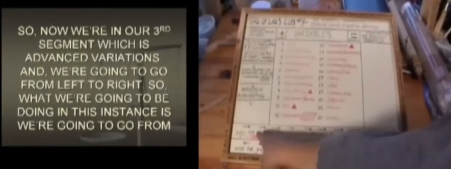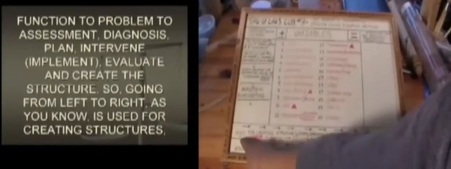So now we're in our third segment, which is advanced variations, and we're going to go from left to right. What we're going to be doing in this instance is going from function to problem to assess, diagnose, plan, intervene, evaluate, and create the structure. So going from left to right, as you know, is used for creating structures, forms, and variations to solve problems.